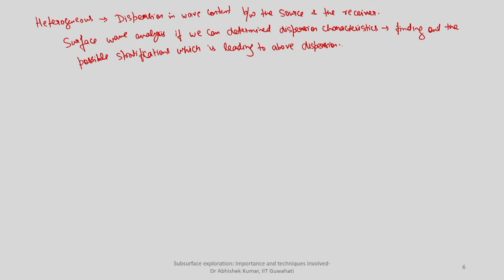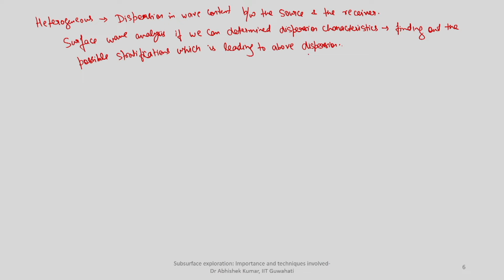So, heterogeneity is causing dispersion. Once we know the dispersion, we are trying to find out what heterogeneities can cause this dispersion, rather than going from dispersion to heterogeneity, particularly when we go for surface wave analysis. That is why we go for inversion analysis, which we are going to explain later. Inverse analysis is going to give you what equivalent characteristics of the ground can give you these dispersive characteristics.